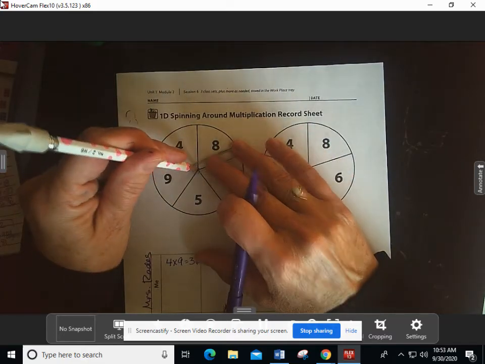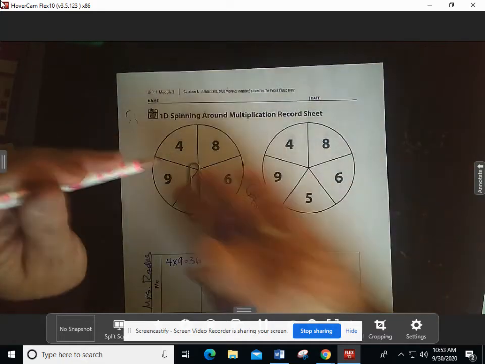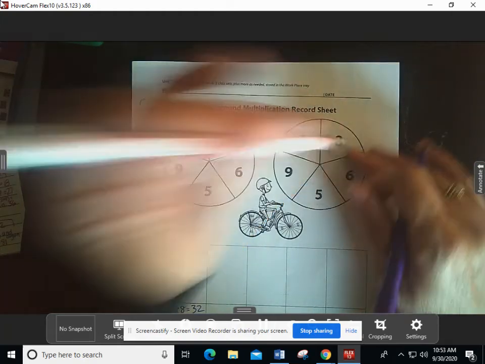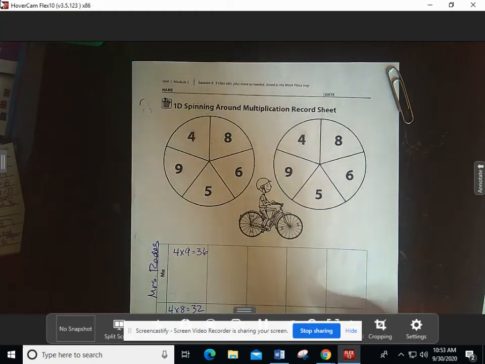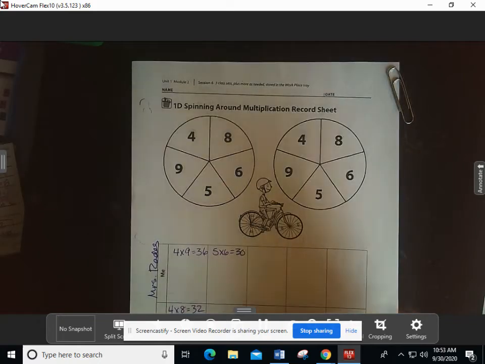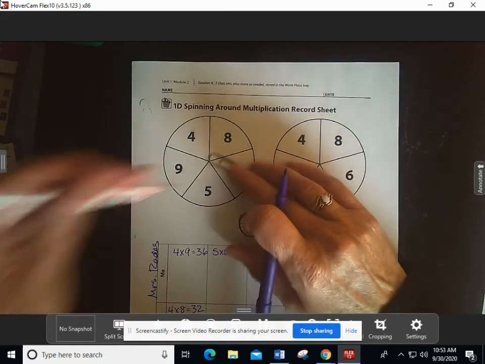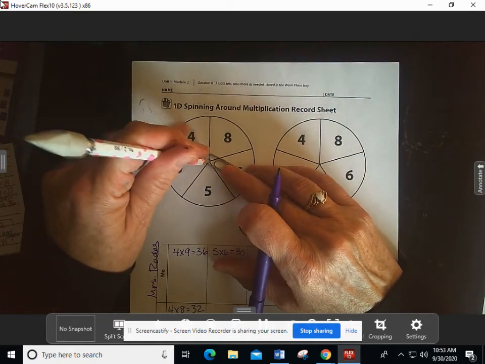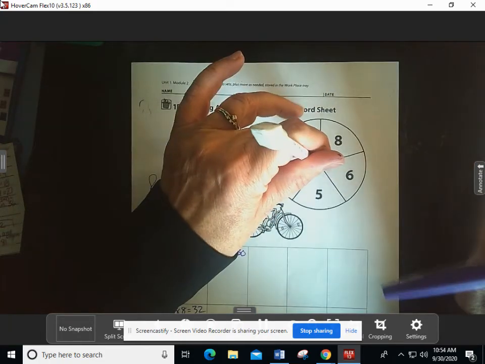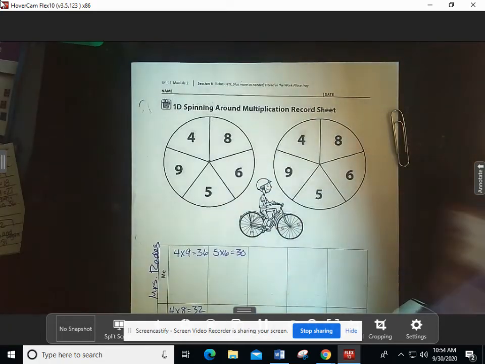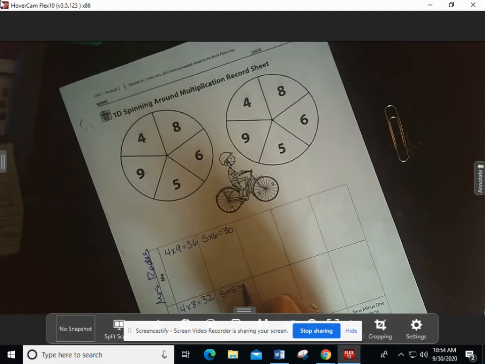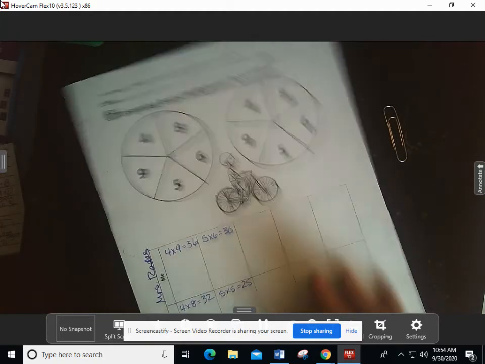Okay, so now it's my turn again. I have a 5 and I have a 6. I can decide where I want to put it. So I'm going to put 5 times 6 right here. I know my math facts, so that was fast. Okay, class, it's your turn now. You have a 5 and a 5. Looks like you don't have a lot of choice. 5 times 5 is what, everybody? 25.